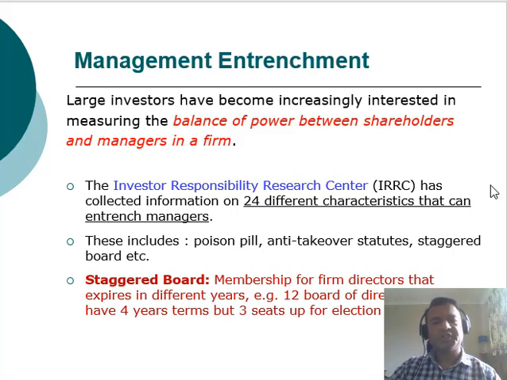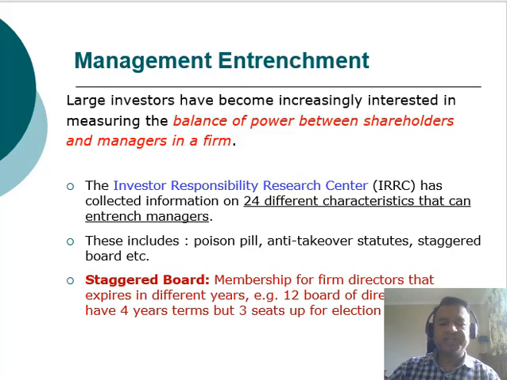Management entrenchment. Large investors have become increasingly interested in measuring the balance of power between the shareholders and managers of the firm. Now, which is a major factor? The Investors Responsibility Research Center, or IRRC, has collected information on 24 different characteristics that can entrench management, which includes poison pill, empty takeover status, staggered board, etc.